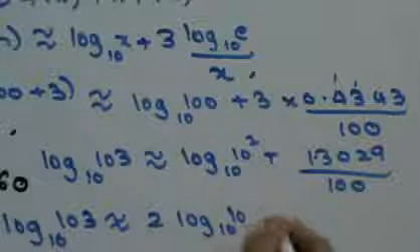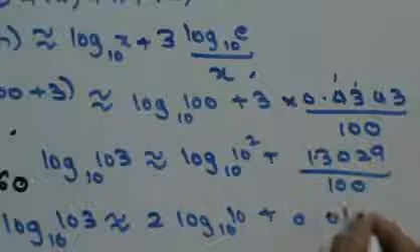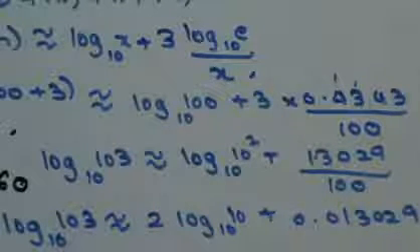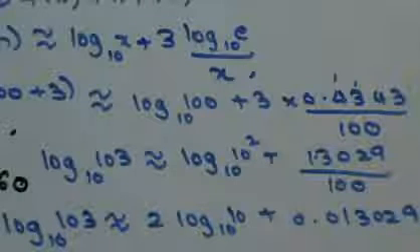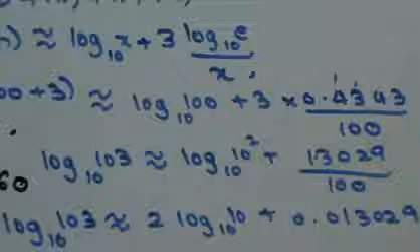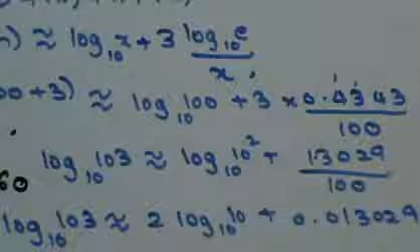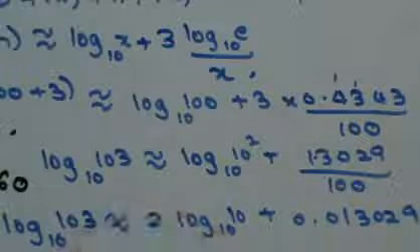So this will be log 103 to the base 10 is approximately equal to 2 log 10 to the base 10 plus 0.013029. Log 10 to the base 10 is 1. So this will be nothing but 2 plus 0.013029, which will approximately be equal to 2.013029. So log 103 to the base 10 will be 2.013029.